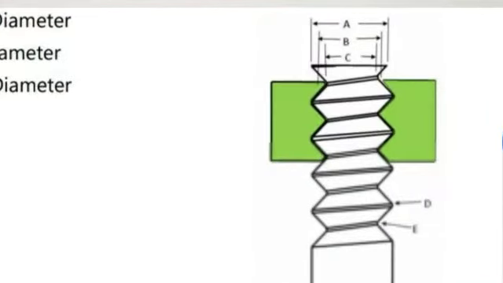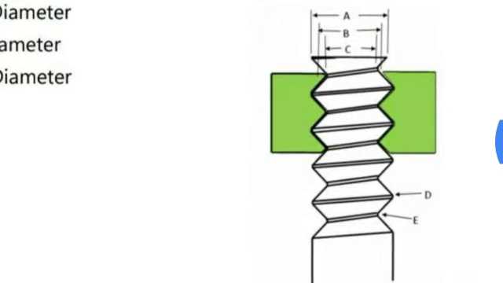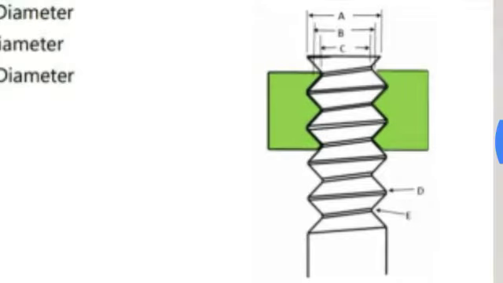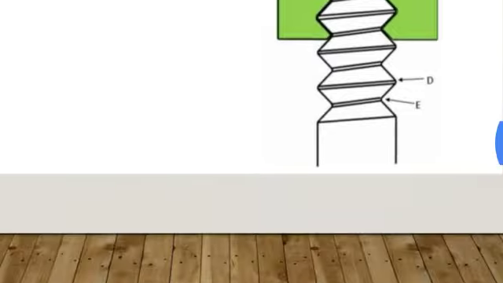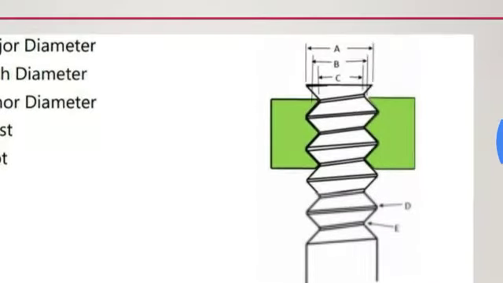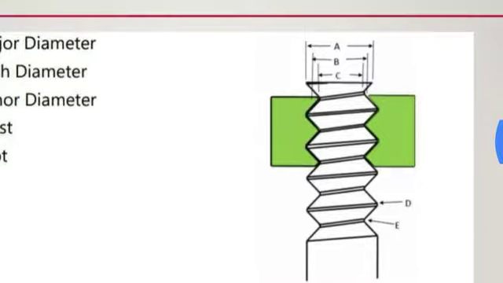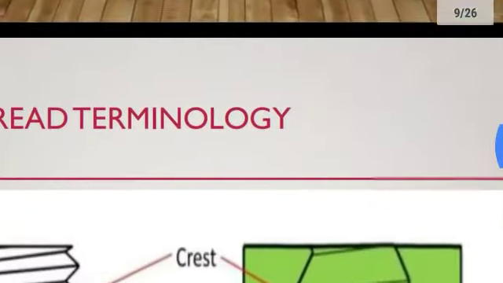In any thread, you can see these V-shaped curves. This V shape consists of one upper point and one lower point. On the other side also there is one upper point and one lower point, such that the two upper points are in one line and the two lower points are in one line. So the first basic terminology in the thread profile is crest.